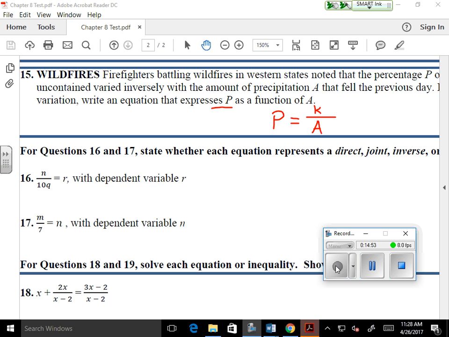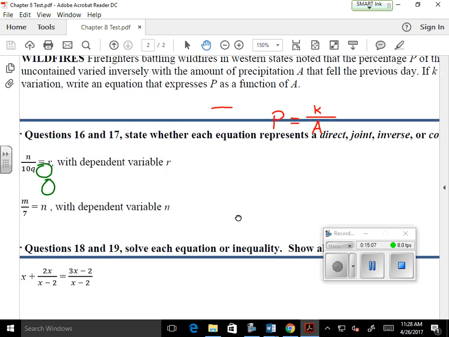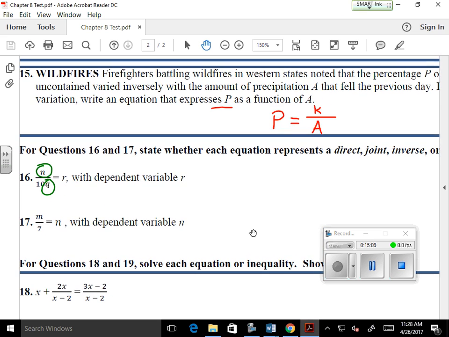Number 16, you have a variable on top and a variable on bottom, so that would make it a combination. That would make it a combined variation.